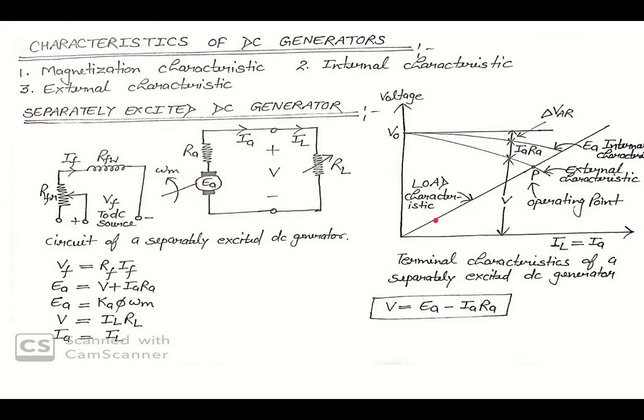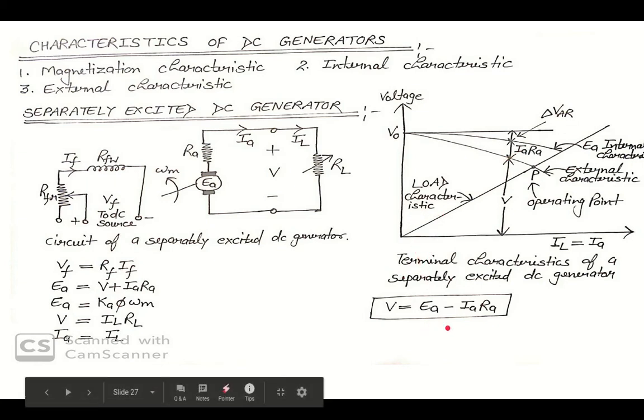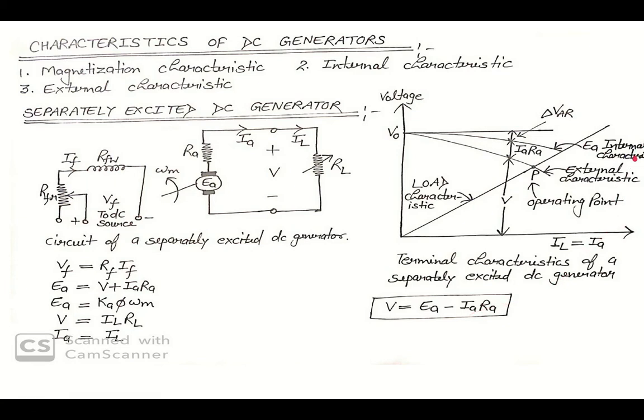Here we have a graph. This plot is called the terminal characteristic of a separately excited DC generator, where we have shown the internal characteristic and the external characteristic. On the vertical axis we have V naught, your constant voltage, and on the horizontal axis we have IL equal to IA. IL is your load current and IA is your armature current.